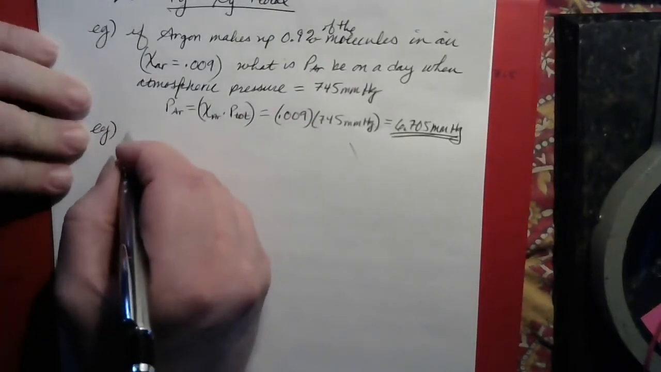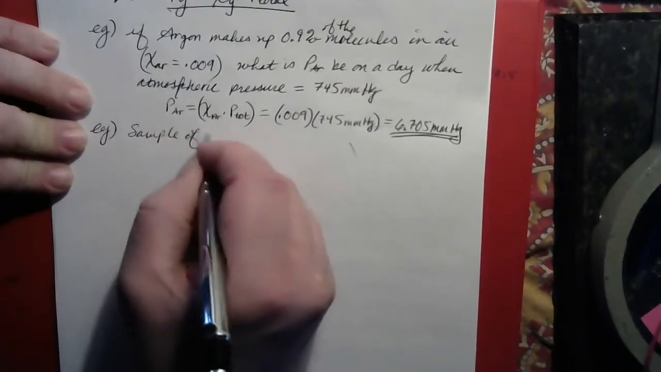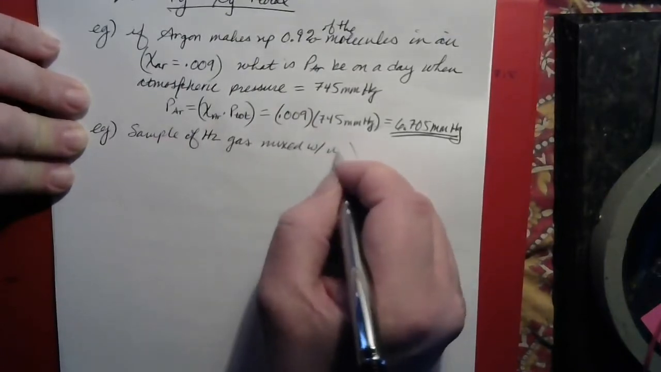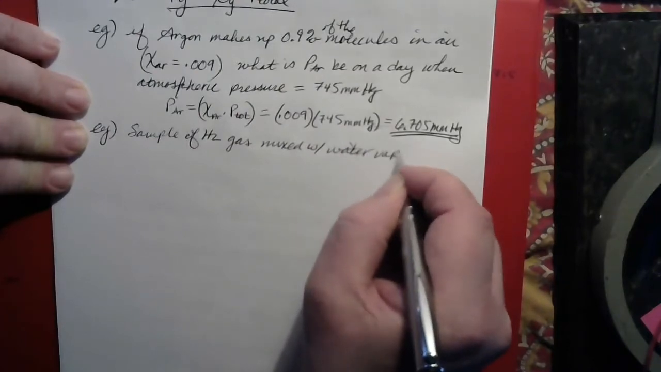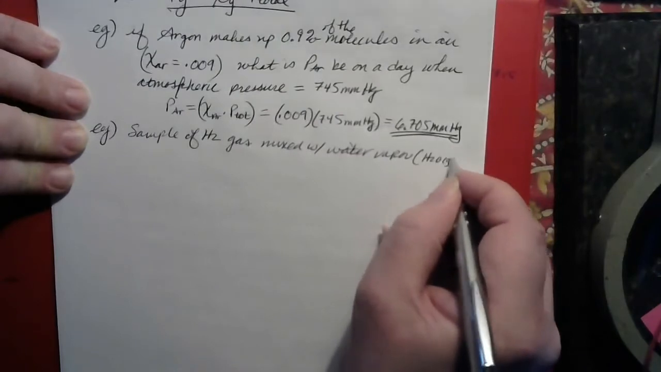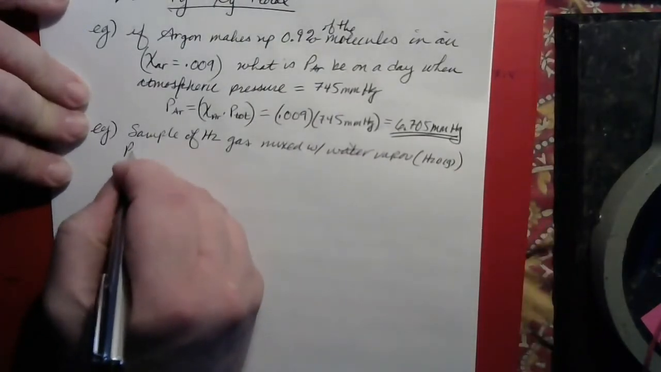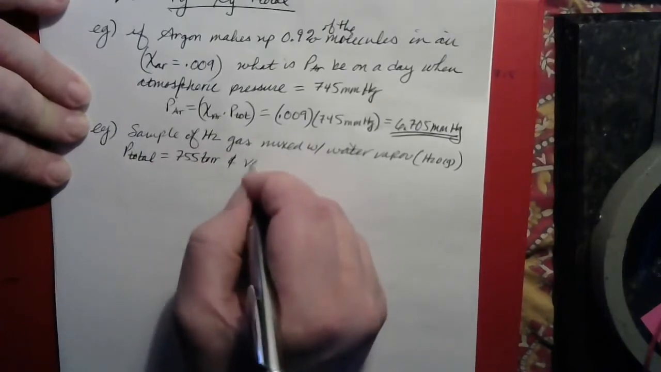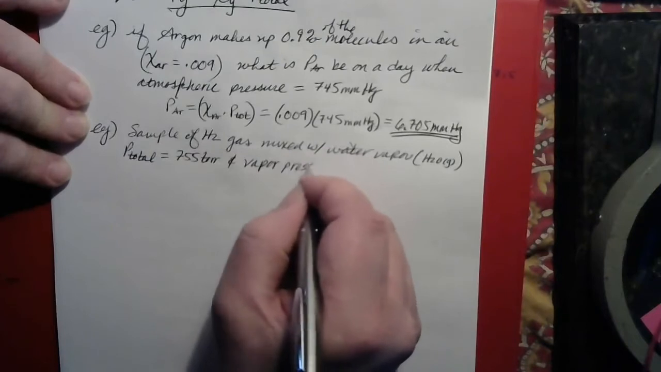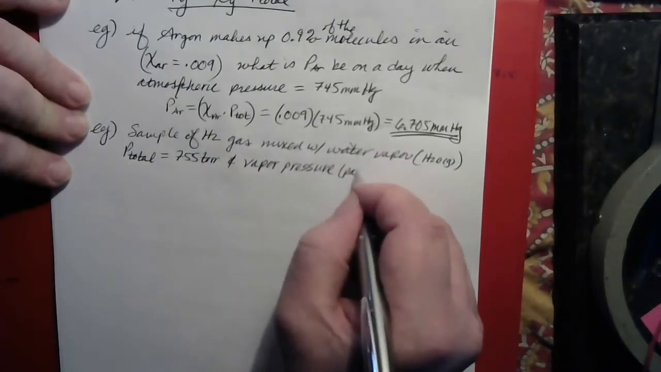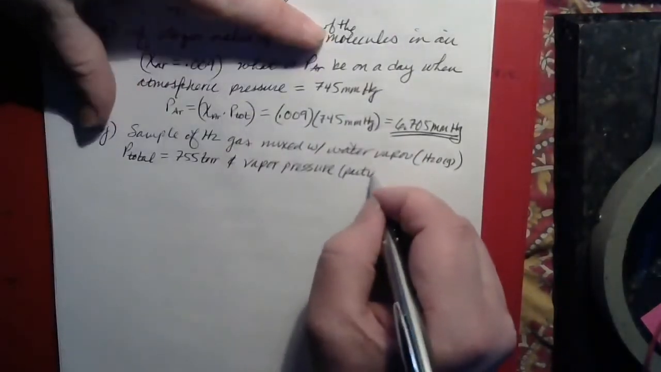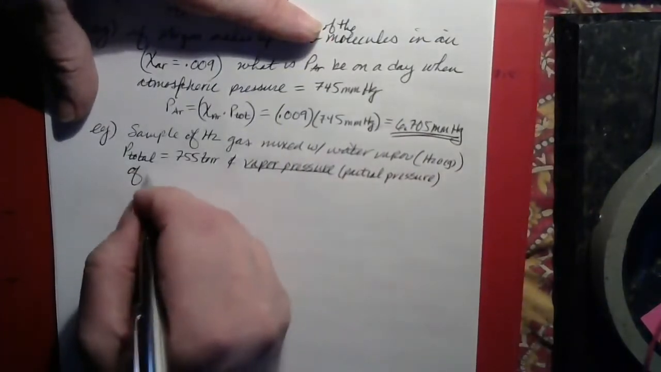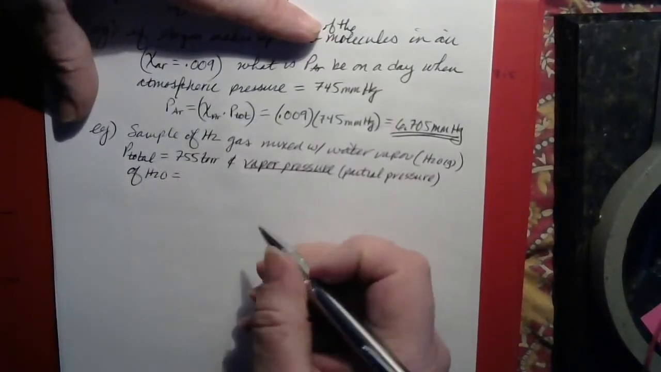Okay. We could try another example here. So let's say a sample of hydrogen gas is mixed with water vapor, which is H2O gas, and the total pressure equals 755 torr, and the vapor pressure of water, which is another word for the partial pressure of water, at that temperature is 24 torr.